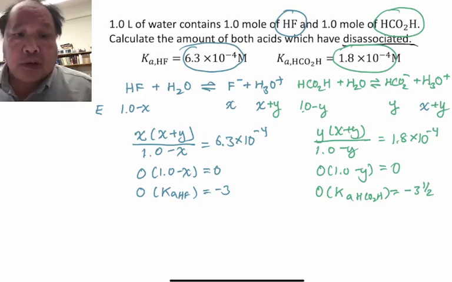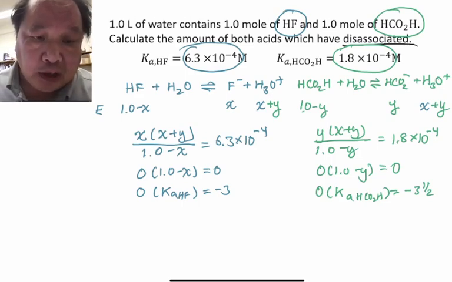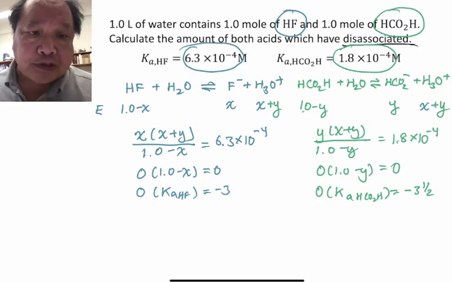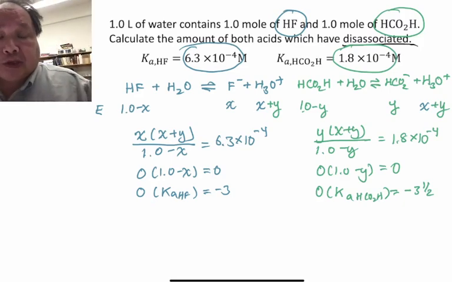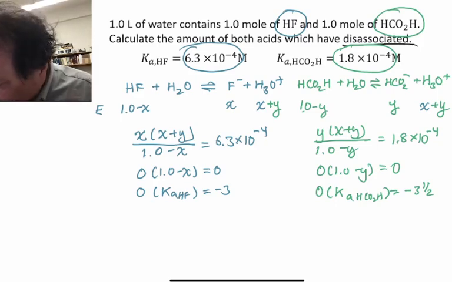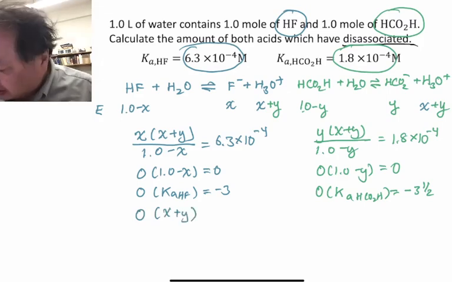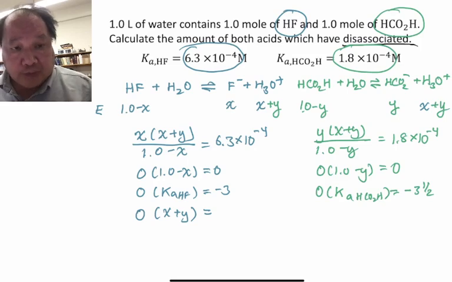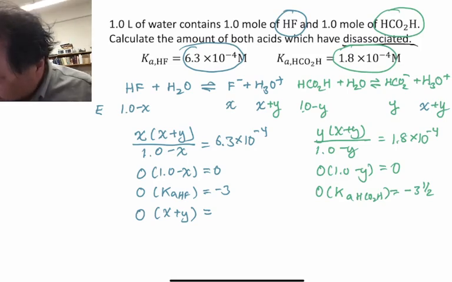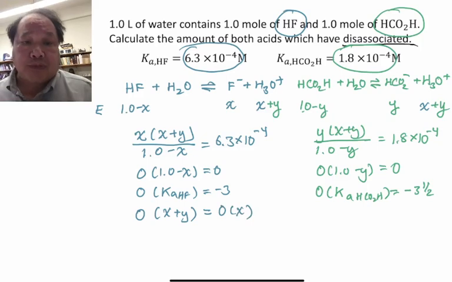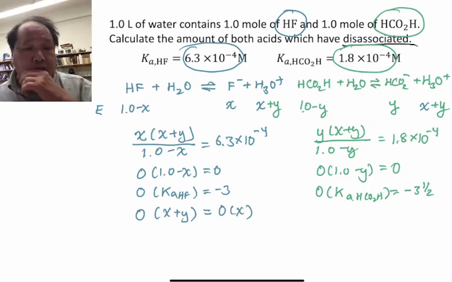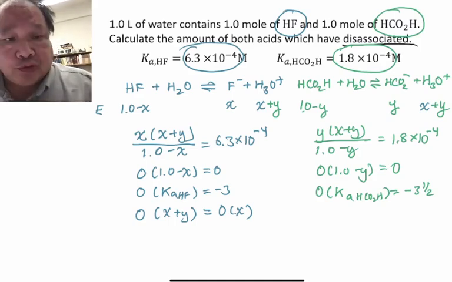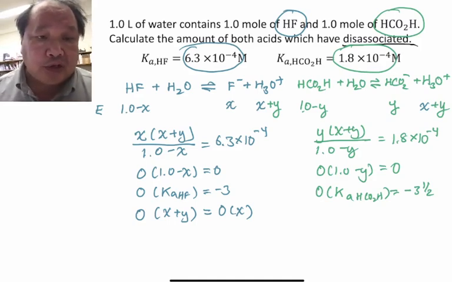So the HF acid is stronger than the formic acid, and therefore we're going to assume that most of the H3O plus that's going to be produced is from the HF. With that assumption, since most of it's coming from the HF, the stronger acid by half an order of magnitude, the order of magnitude of X plus Y will be the same as the order of magnitude of X. So that's the assumption that we're going to make. So pause the video and see with this initial information whether you can now solve for the orders of magnitude of everything.